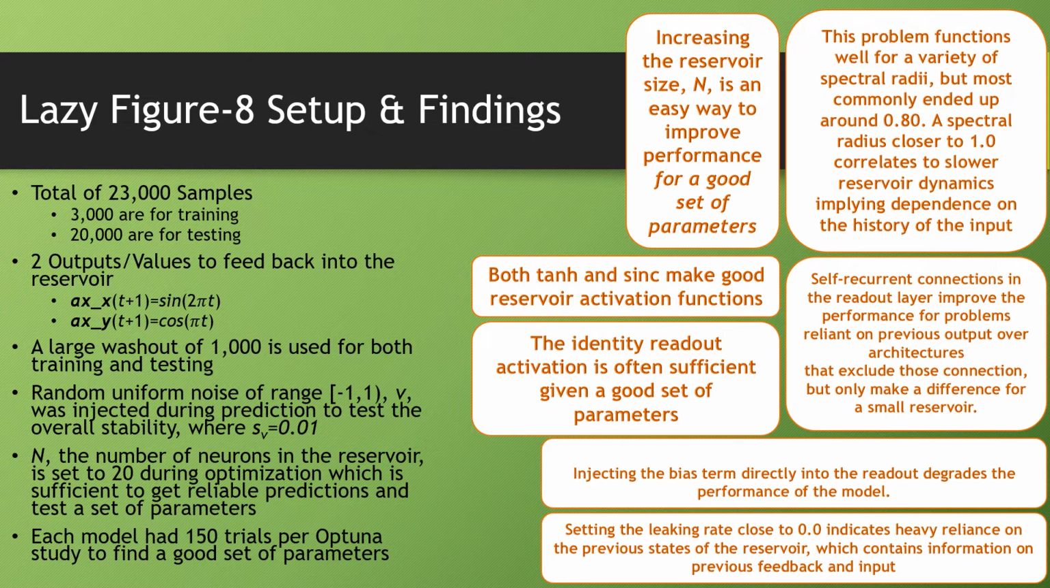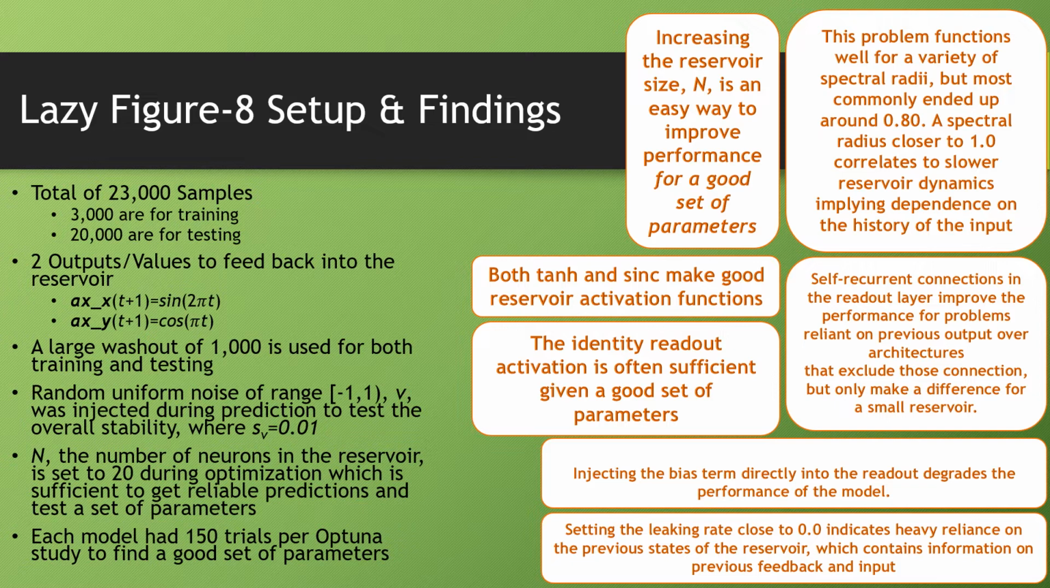This problem functions well for a variety of spectral radius values but most commonly ended up around 0.8. A spectral radius closer to 1.0 correlates to slower reservoir dynamics, implying dependence on the history of the input.